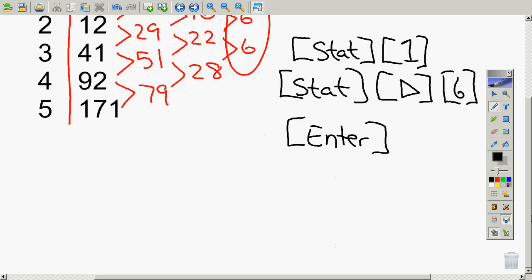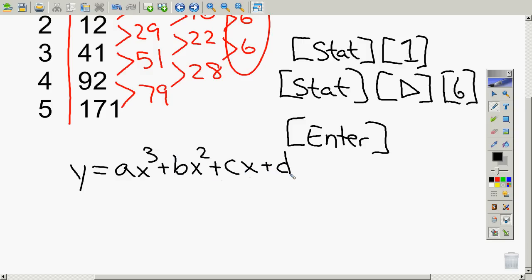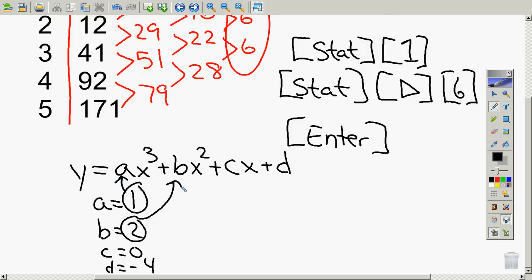Okay, now on your calculator, it should look like this. It should say cubic regression. It should say y equals ax to the third plus bx squared plus cx plus d. Then underneath it says a equals 1, b equals 2, c equals 0, and d equals -4. And you need to plug these in to where it says.